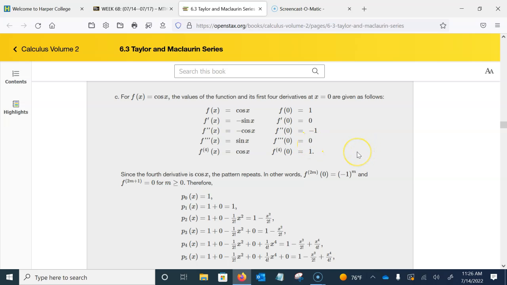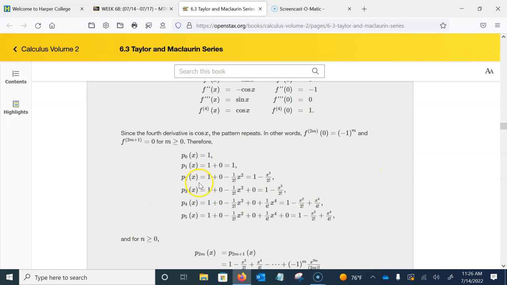And before, when I had f of x equals sine x, all the even ones gave me 0. So that means only the even ones are contributing. Fourth derivative, second derivative, and I'm going to change sign. So f of 2m of 0 is minus 1 to the m power. So notice this is an even derivative here, evaluated at 0. It's going to be plus or minus 1, depending on m. And the odd derivatives, that's superscript 2m plus 1, are all 0.